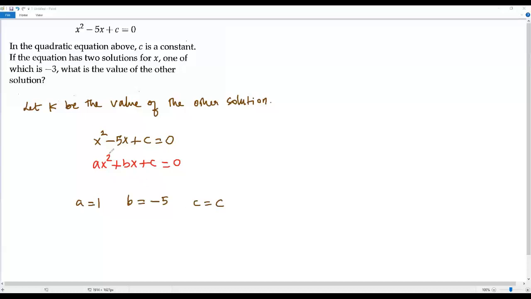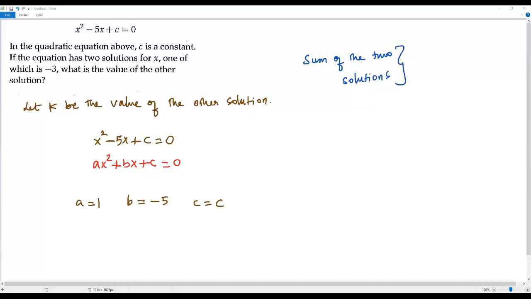So a equals to 1, b equals to negative 5, and c equals to c. Actually, in a quadratic equation, without solving, I'll be able to find the sum of the two solutions. There is a formula for the sum of the two solutions.